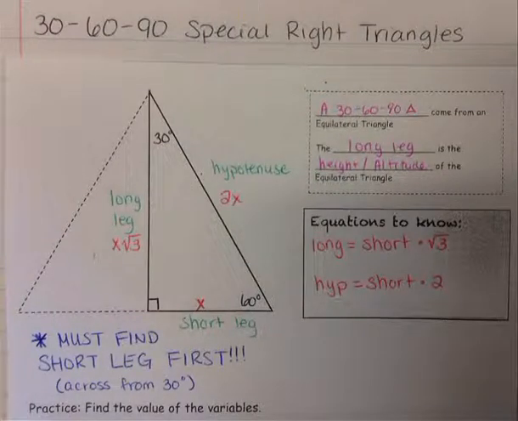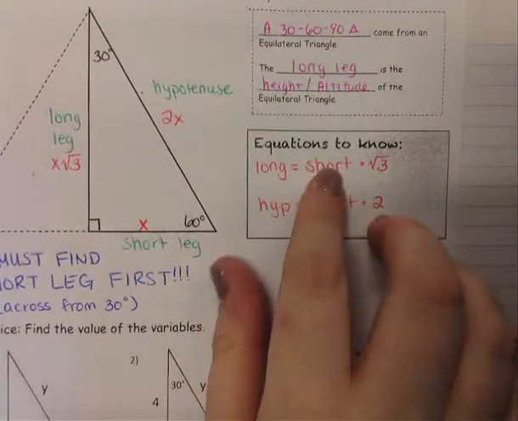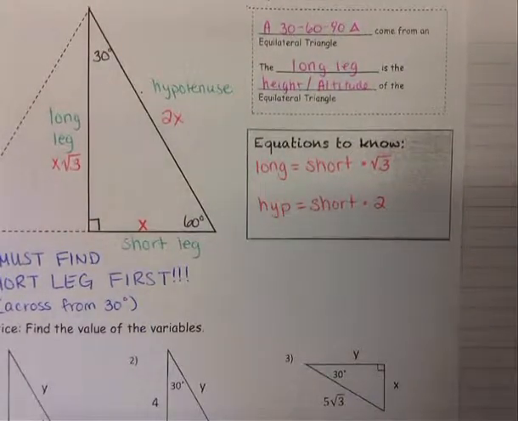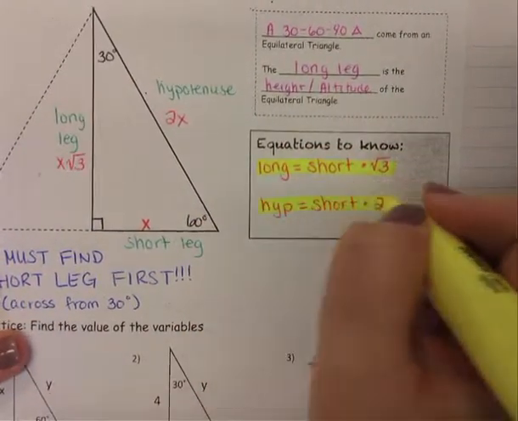This video is on 30, 60, 90 special right triangles. We're going to be using the equations the long is equal to short times the square root of 3 and the hypotenuse is equal to short times 2 to answer some practice problems. So these are the two equations we want to use.